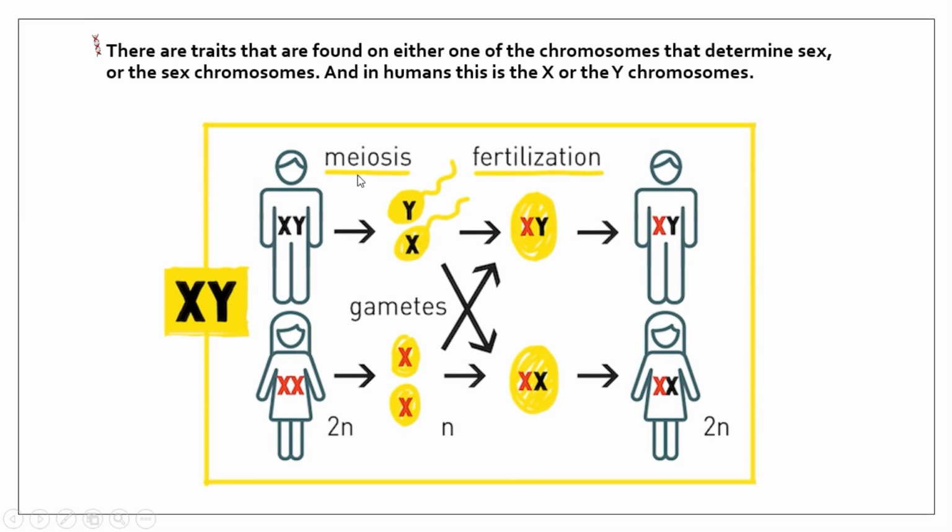We said that after meiosis, during the formation of gametes, these two alleles are separating or segregating into eggs and sperm. So after meiosis, when a male produces sperm, the allele for X and the allele for Y segregate in different sperms. The same occurs in the female as well. So after fertilization, if a sperm containing the Y allele fertilizes one of these eggs, the result would be a boy. If a sperm containing the X allele fertilizes one of these eggs, the result would be a girl.